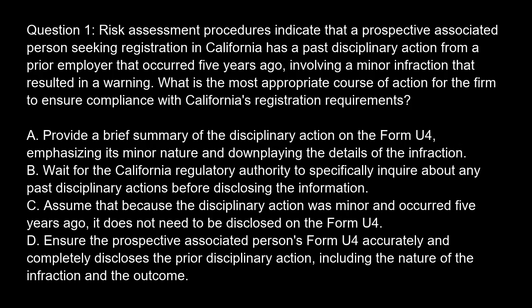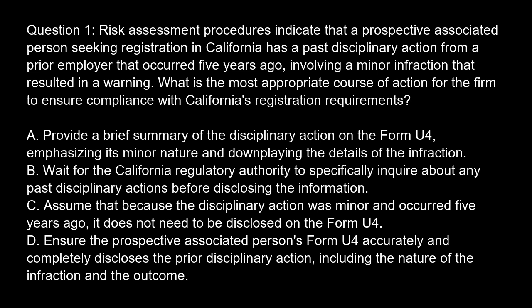Question 1. Risk assessment procedures indicate that a prospective associated person seeking registration in California has a past disciplinary action from a prior employer that occurred 5 years ago, involving a minor infraction that resulted in a warning. What is the most appropriate course of action for the firm to ensure compliance with California's registration requirements?